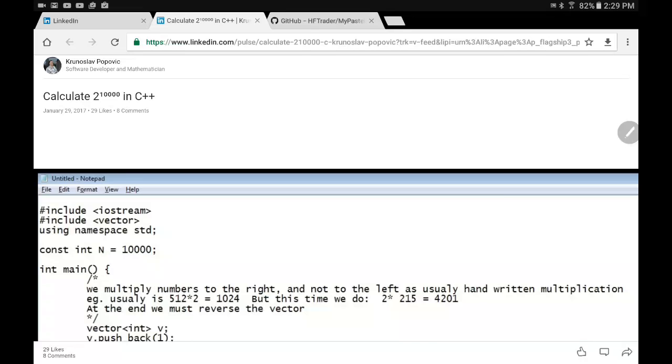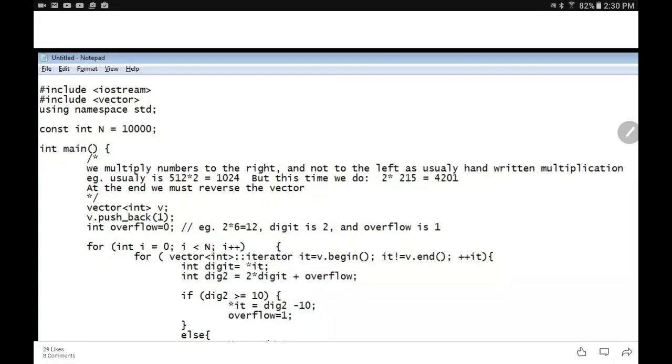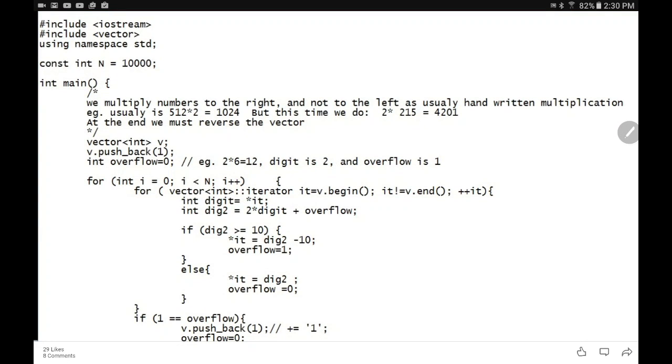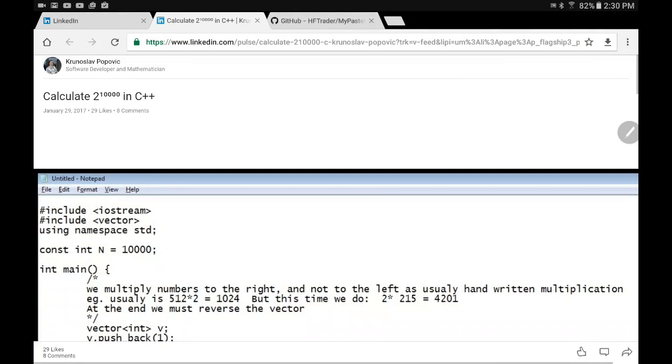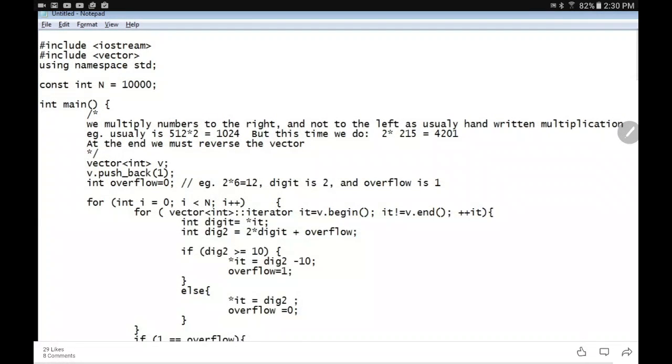Okay, I was looking at this LinkedIn post from Kronoslav Popovic. The guy is a software developer and mathematician. He developed this algorithm to compute 2 to the power of 10,000. There is a way that we learn in school, but he does it differently, in a reverse way.